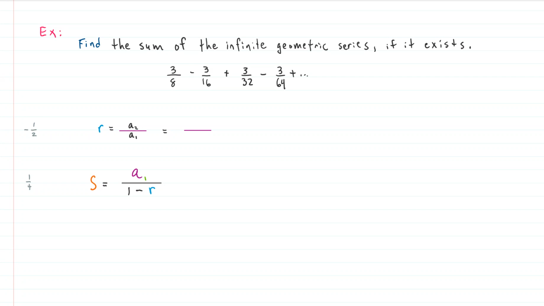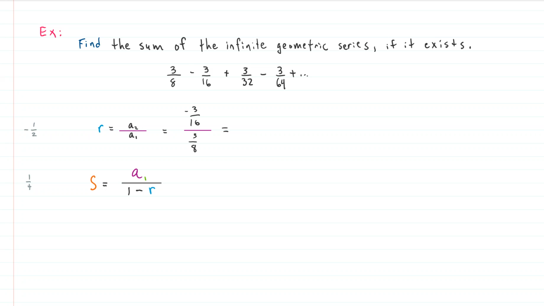So let's find the sum of this infinite geometric series, if it exists. The first thing we need to do is find the common ratio. So we find the first 2 terms. The first term is 3 over 8, and that will go in the denominator. The second term is negative 3 over 16, so that goes in the numerator. And then we just simplify.